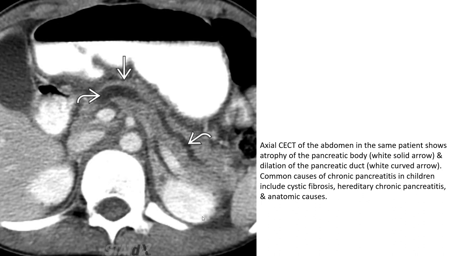Axial contrast-enhanced CT of the abdomen in the same patient shows atrophy of the pancreatic body and dilatation of the pancreatic duct. Common causes of chronic pancreatitis in children include cystic fibrosis, hereditary chronic pancreatitis, and anatomical causes.